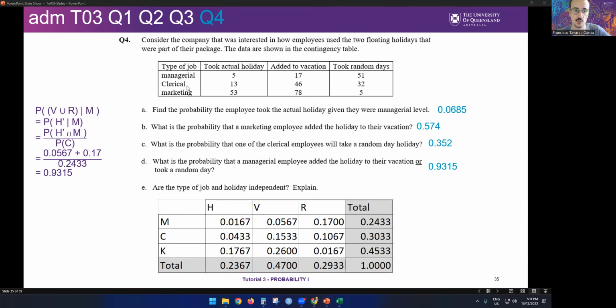So are the type of job and holiday independent? Anyone? We just did it. We were talking about it in the previous two questions. Maybe three, maybe all the questions. I know it demands a little bit of work.